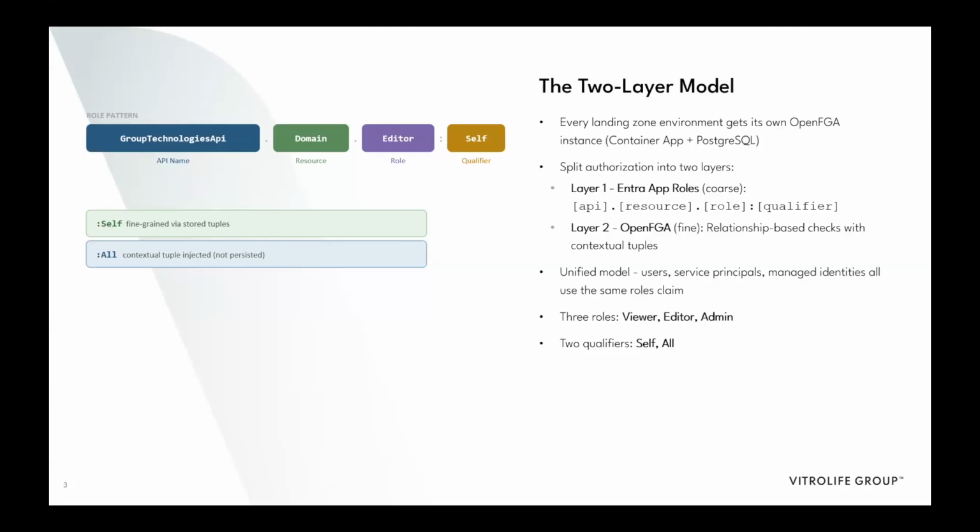And the qualifier all tells the application that it should most likely allow everything. In our case, we still force all traffic through OpenFGA, but this will add an additional contextual tuple to the check that grants this access if you come in with an all qualifier. And the self qualifier forces the fine-grained authorization. We see that 95% of everything will be using the self qualifier, but we also want to be able to support that someone should be able to come in with an all qualifier.